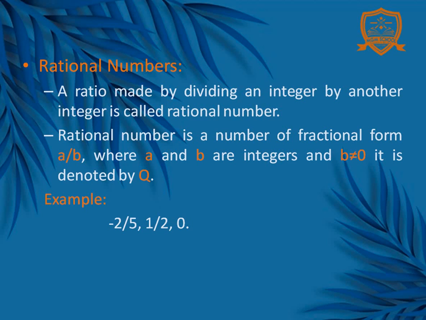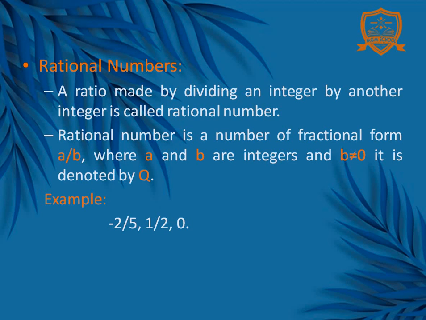The ratio made by dividing an integer by another integer is called a rational number. What integers are, we have already discussed: zero, the natural numbers and the negatives of the natural numbers. A rational number is a number of fractional form a by b. It will be in ratio form where a and b are integers, but b is not equal to 0. The denominator should not be equal to 0. The rational number is denoted by the letter Q.